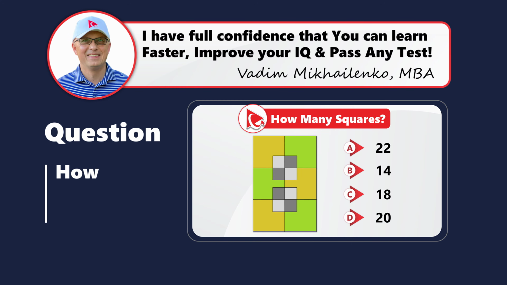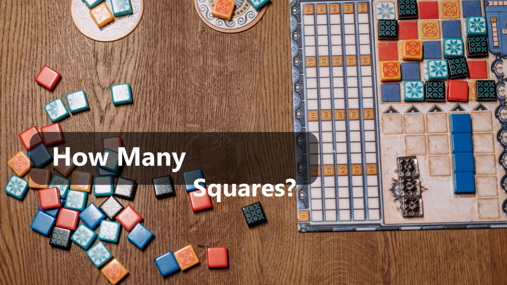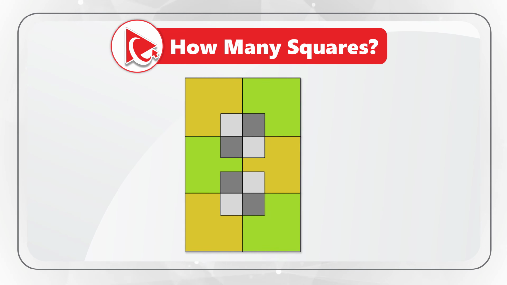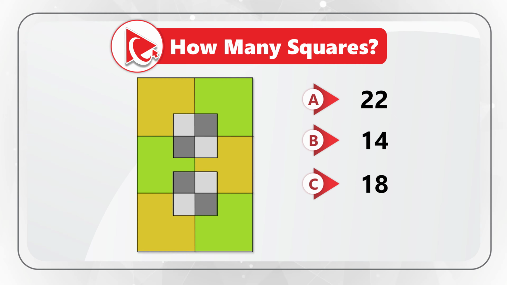Here's an amazing question which tests your spatial reasoning, analytical skills, and intelligence. You need to count how many squares you see. You're presented with a very unusual shape, and you have 4 possible choices. Choice A, 22 squares. Choice B, 14 squares. Choice C, 18 squares. And last but not least, choice D, 20 squares.